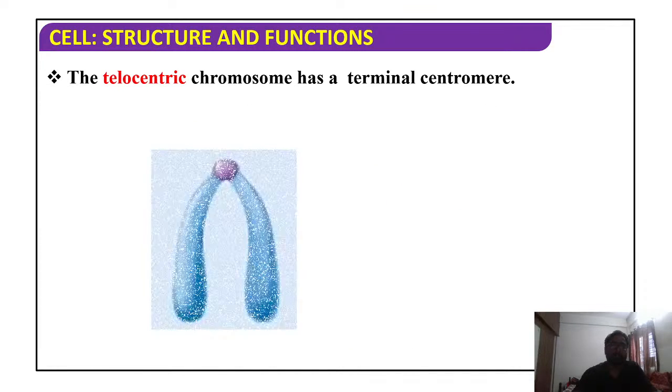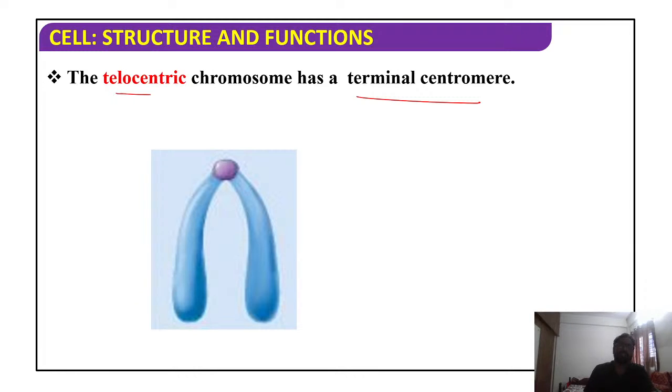Super. Now, let me go with the last one. So the telocentric chromosome has a terminal centromere. Generally a chromosome has two chromatids, right? Suppose this is a chromosome, centromere and one chromatid. This is a normal chromosome. Then here, students, in telocentric only one chromatid is there. Another chromatid is absent. Why? Because it has a terminal centromere.